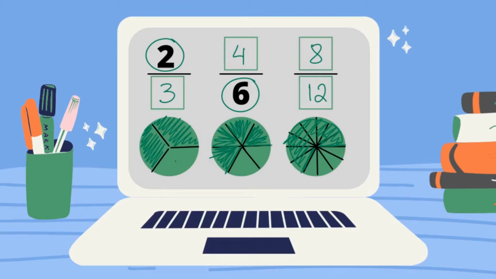Now let's see, can we reduce 8/12 and 4/6 to be 2/3? So 8 and 12 can both be divided by 4. By 4 and by 4. Let's try. 8 divided by 4 is 2, and 12 divided by 4 is 3. Perfect. It is equal to 2/3. How about 4/6? 4 can be divided by 2, and 6 can be divided by 2. By 2 and by 2. Then we get 4 divided by 2 is 2, and 6 divided by 2 is 3.